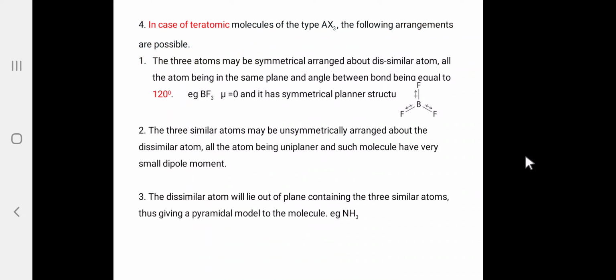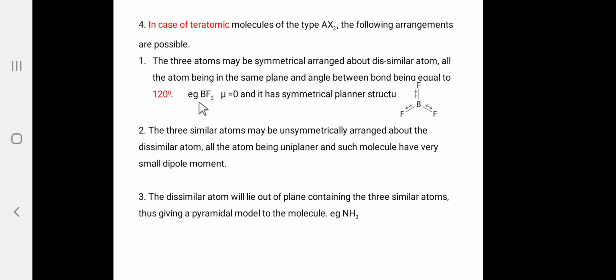Then the next case is the tetraatomic molecule. When we consider the tetraatomic molecule of type AX3, the following arrangements are possible. There are three arrangements, so let us consider them one by one. The first arrangement: the three atoms may be symmetrically arranged about the dissimilar atom, all the atoms being in the same plane and the angle between the bonds being 120 degrees.